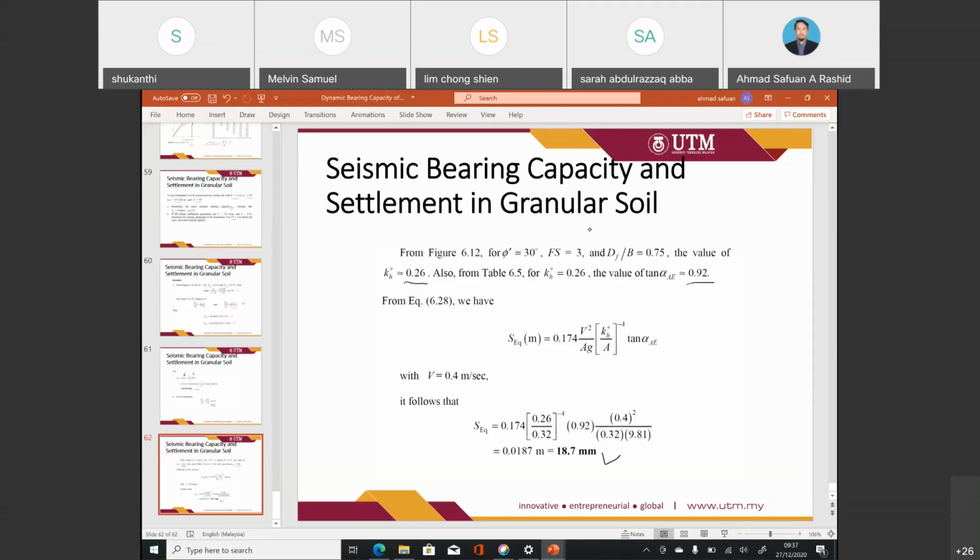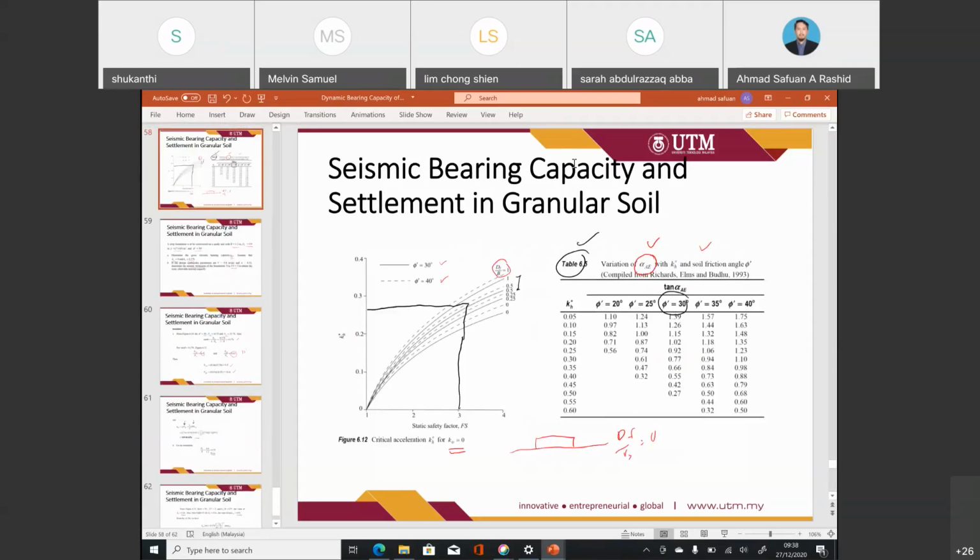So that is the discussion on bearing capacity and settlement in granular soil under seismic conditions. I have completed this chapter 2. Now we may move to chapter 3, which is on lateral stress.